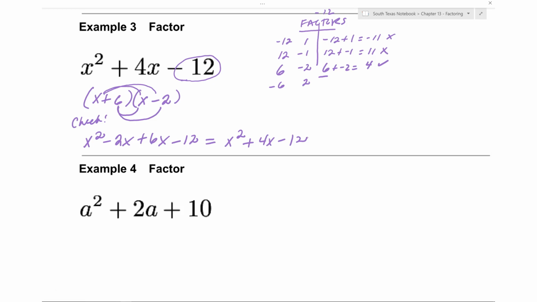Now to factor example 4, we have a squared plus 2a plus 10. We're going to find the factors of 10. So we have 10 times 1, 5 times 2, negative 10 times negative 1, and negative 5 times negative 2. And we're going to start adding.